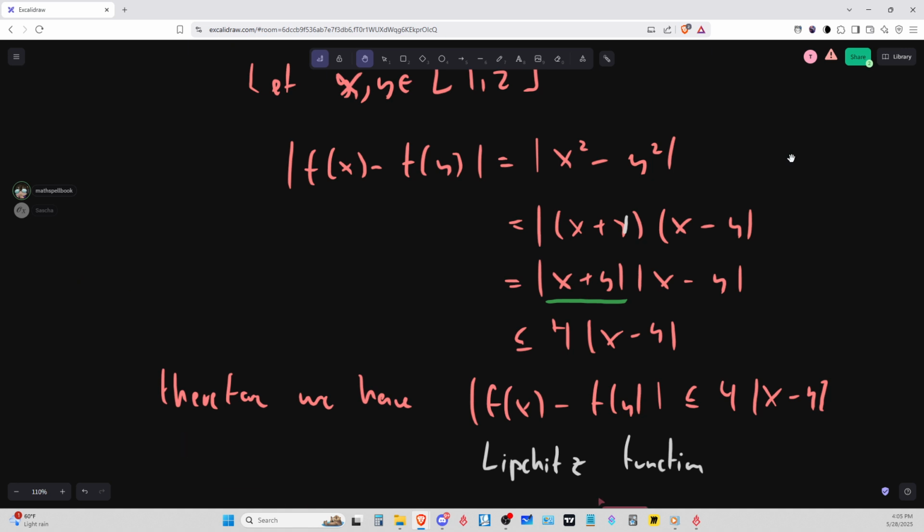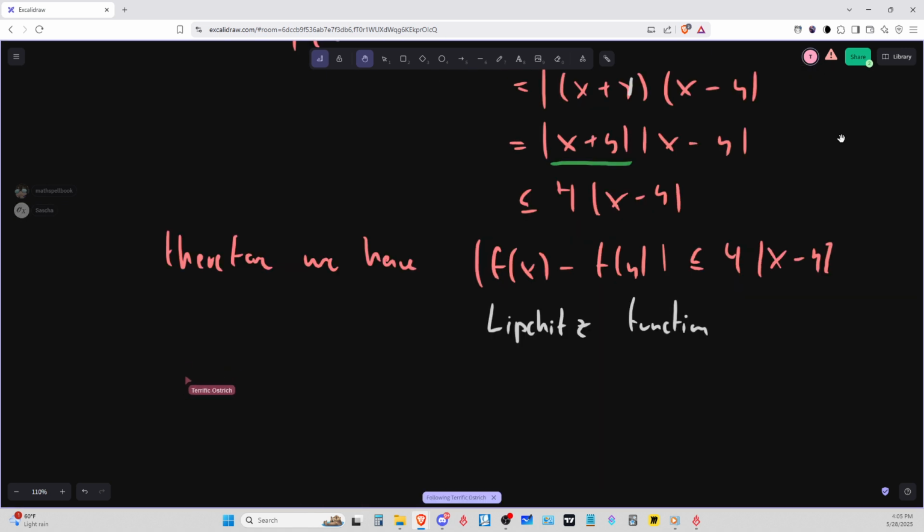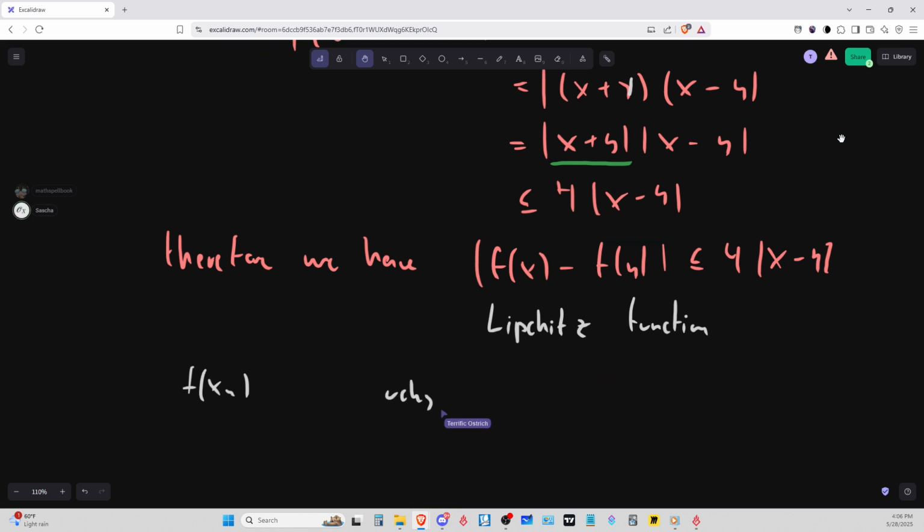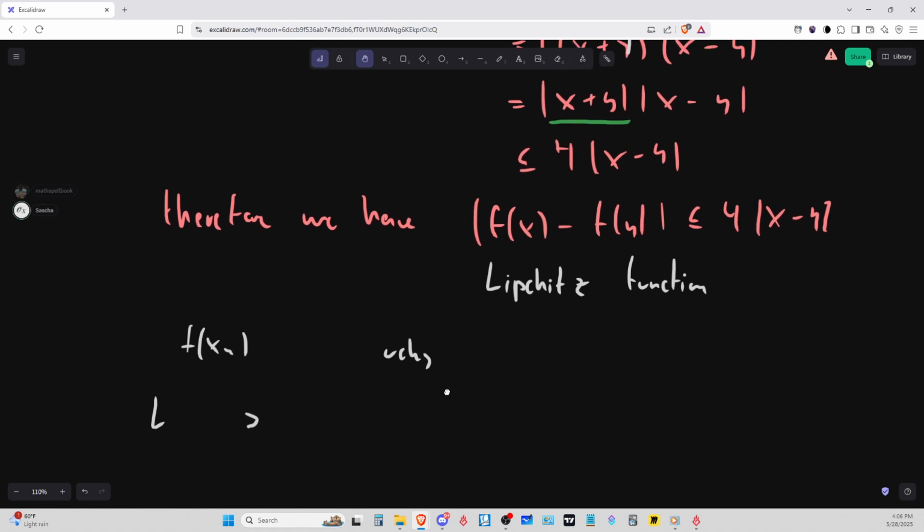Under those hypotheses, now f of xn has to be Cauchy. Maybe I will just write it down. f of xn is Cauchy. And let's do the proof a little bit quick, because we're running low on time. So let epsilon be greater than 0.